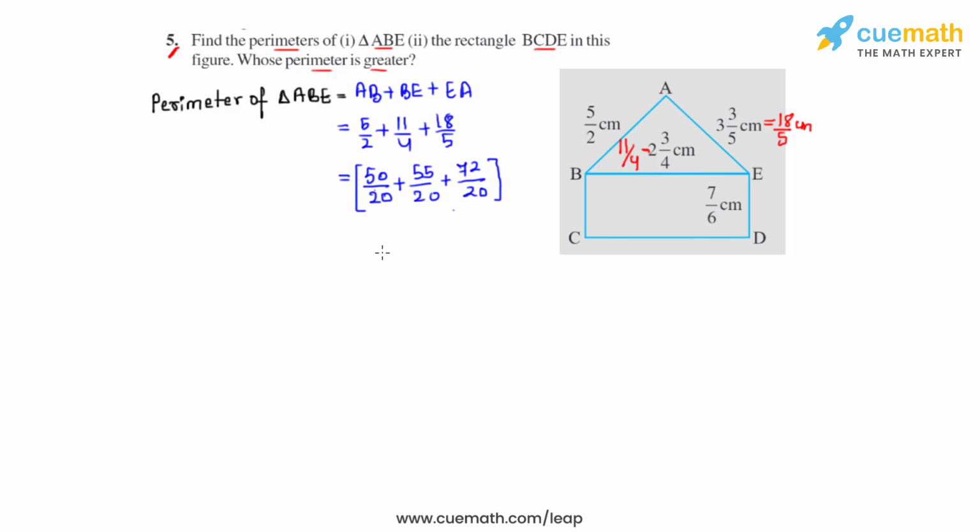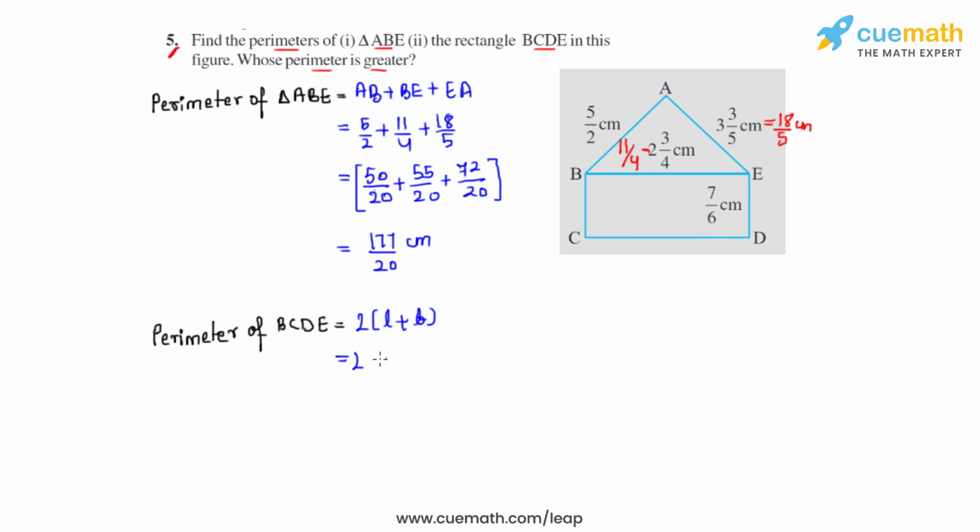Now that we have got the same denominators for all of them, we can simply add the numerators. So adding 50, 55 and 72 gives us 177 over 20 centimeters as the perimeter of the triangle ABE. Now the next part is to find the perimeter of the rectangle BCDE. The formula to find the perimeter of a rectangle is 2 times length plus breadth.